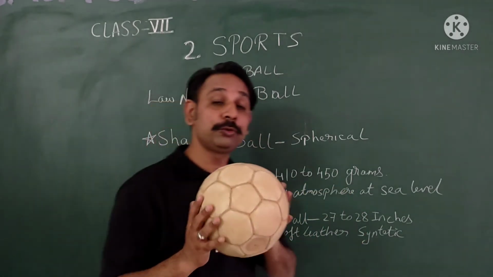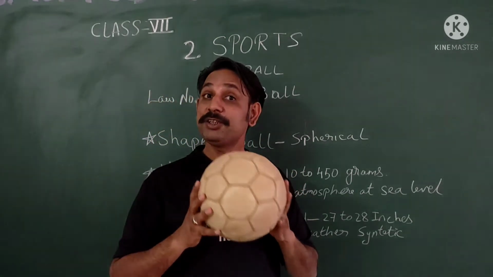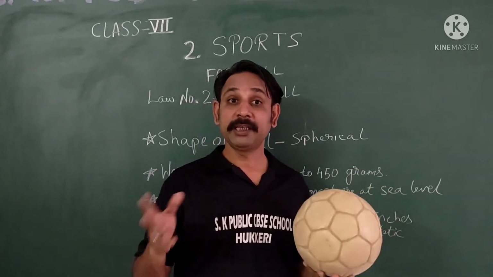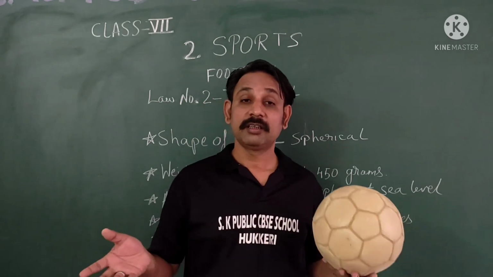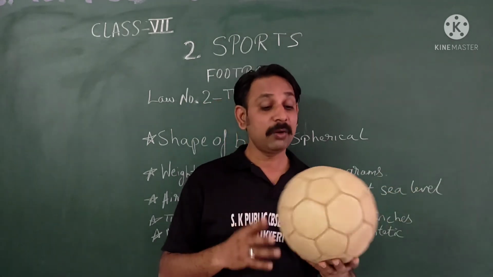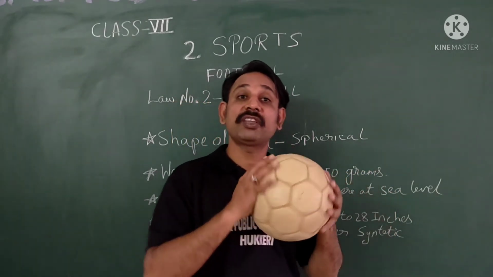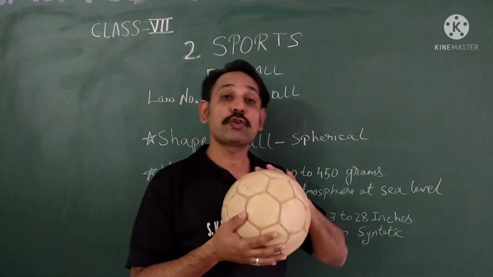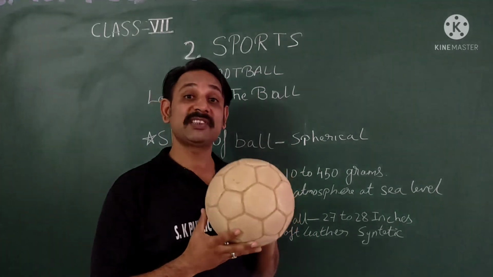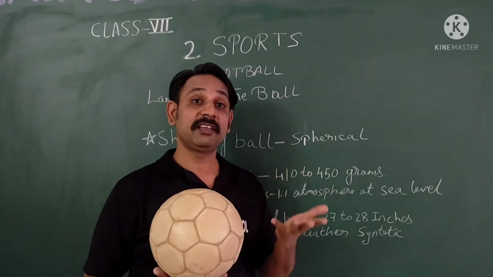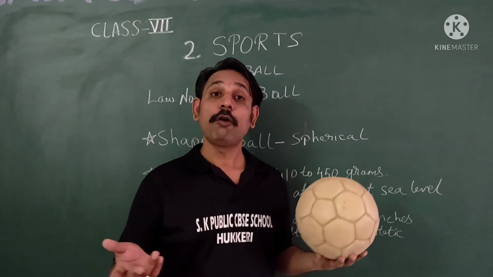Now the material used to prepare a football. What kind of material is being used? There are different materials used for different balls in sports equipment. In football, the material used is soft leather or synthetic. So the ball is made of synthetic, which is a soft leather, where we don't get hurt or injured while playing football.